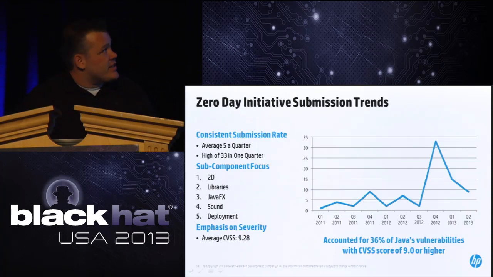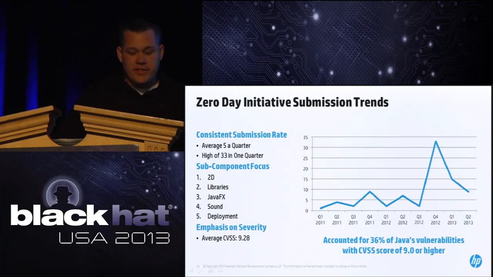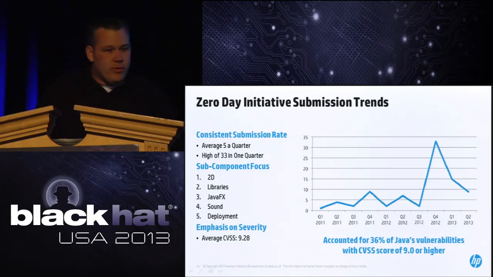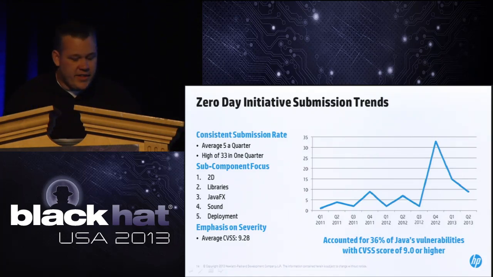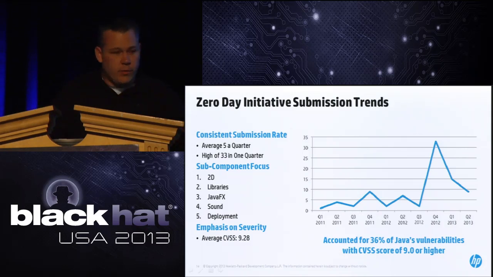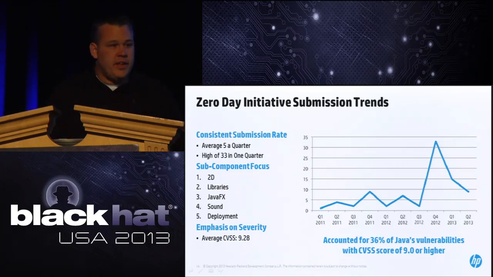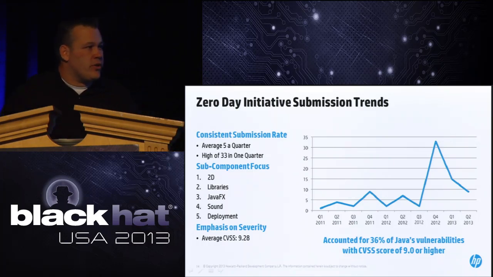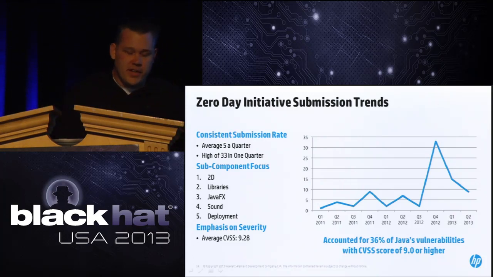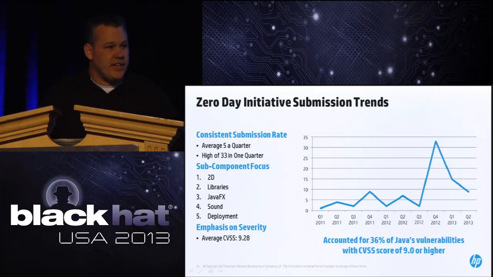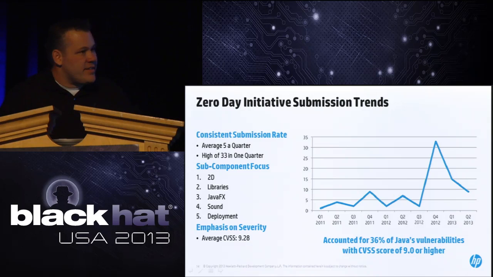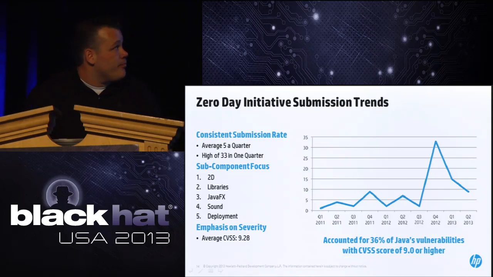But if we start looking at the Zero Day Initiative submission trends over the years in the ZDI program, we're getting about 5 Java 0 days every quarter. And you can see there the huge spike that I was talking about in the 4th quarter of 2012 and the 1st quarter of 2013, with a high of 33 0 days coming into our program in 1 quarter. That's kind of the reason for the name of the talk: it basically felt like every day we were getting a new Java 0 day into the system, which we had to quick turn and get to Oracle.